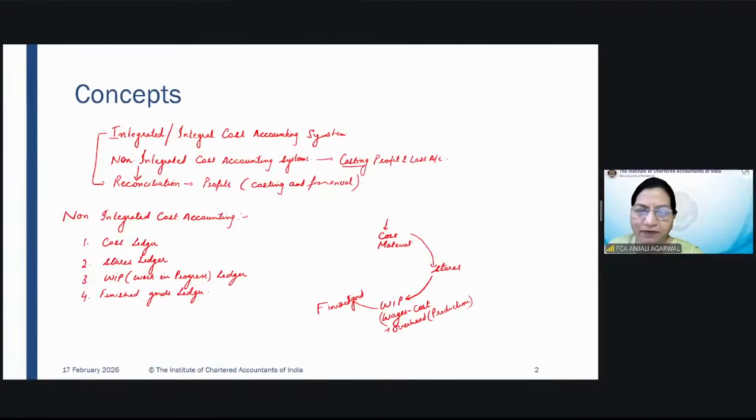Whatever is complete will move to the finished goods ledger, and whatever is remaining will be the balance in the WIP account. And from finished goods, some of it is sold, so that goes to cost of sales. In this cost of sales, we apply the administrative and selling and distribution overheads.